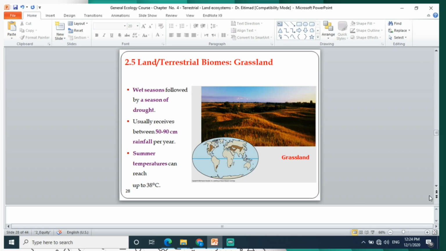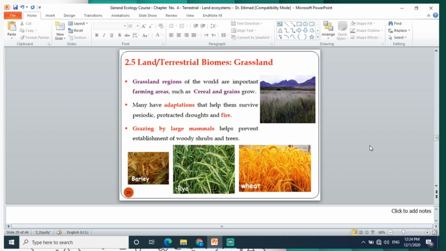It has two seasons, wet season and dry season, and receives a smaller amount of rainfall, from 50 to 90 centimeters per year. Also, summer temperature can be hot, up to 38 degrees centigrade. The grassland in this region is dominated by grasses like cereals and grains, barley, rye, and wheat, which have many adaptations that help them survive drought and fire. Grazing by large mammals means there are no or just a few woody shrubs and trees. Most of the plants in that place are grasses. That is what is called grassland, or grass biome, or grass region.